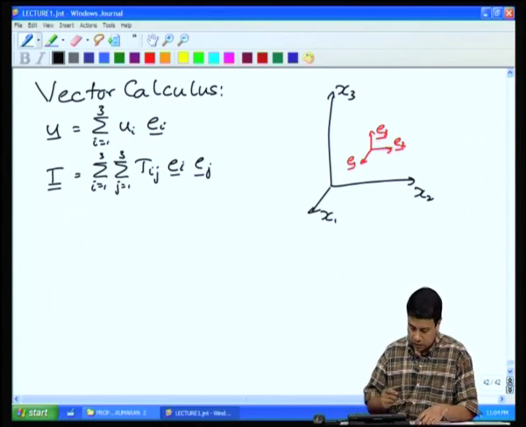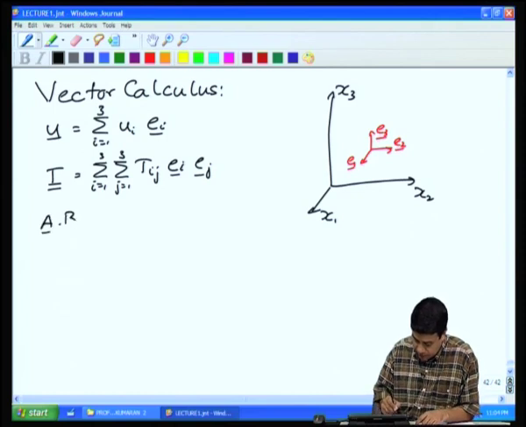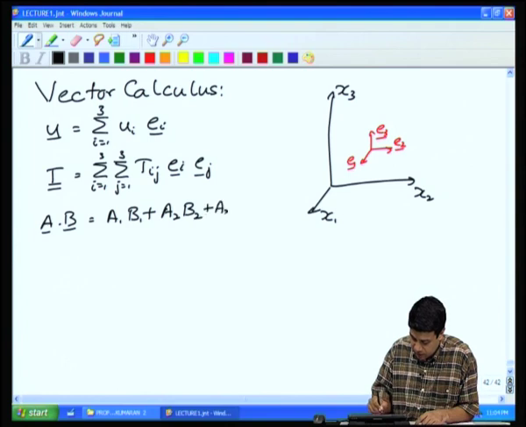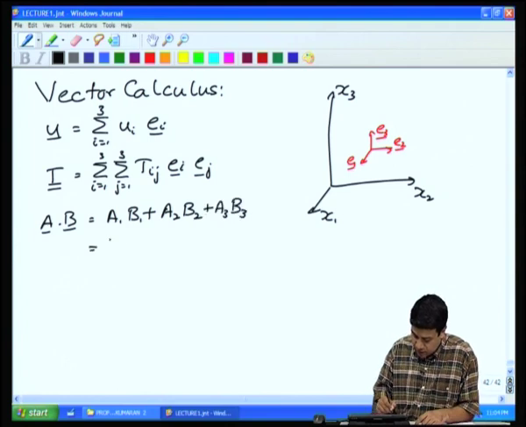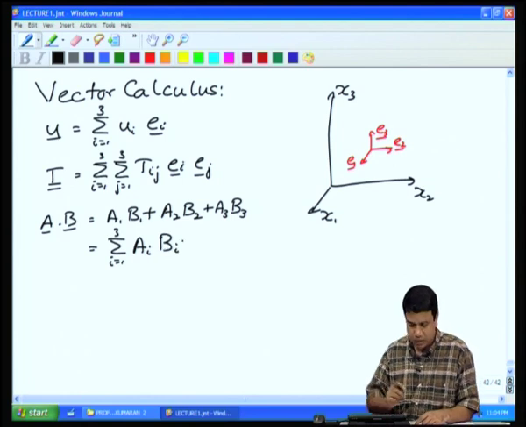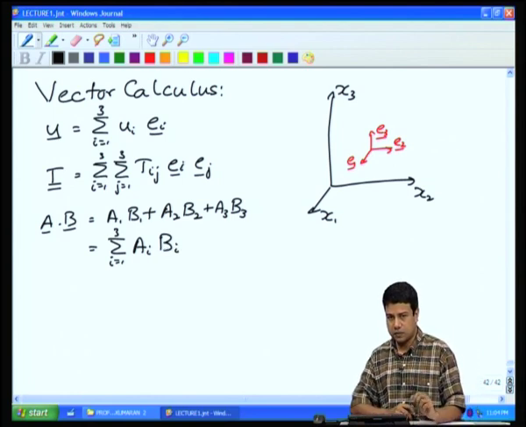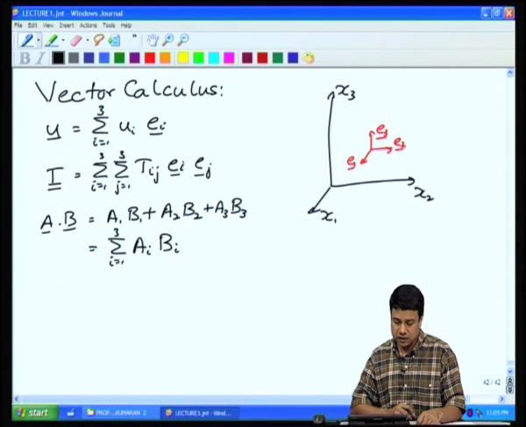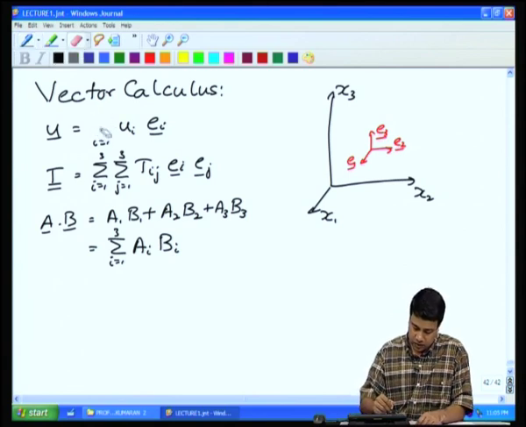And the dot product of 2 vectors is written as A dot B is equal to A1 B1 plus A2 B2 plus A3 B3. And I had written this for you as the summation i equal to 1 to 3 of A_i B_i. In a dot product, there are no unit vectors, because once I take the dot product of 2 vectors, it becomes a scalar. And we had made a notational simplification without loss of generality. One can always remove the summations and the unit vectors in all of these.